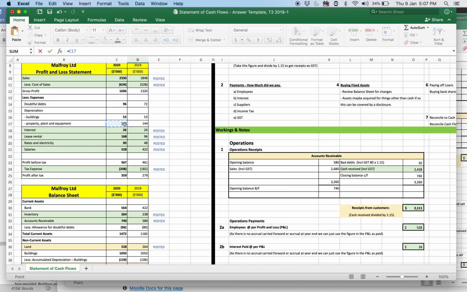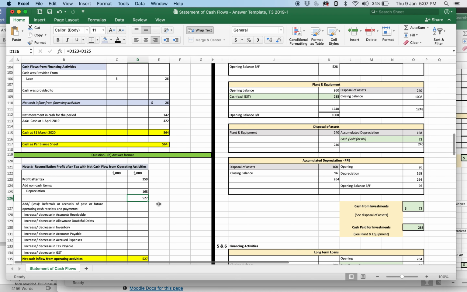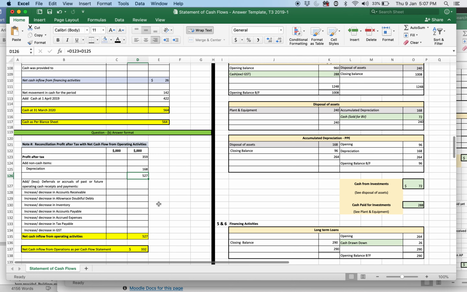It's more than depreciation though, eh? More than depreciation. I'll come back to that in a sec. Okay, add non-cash items, depreciation. There's doubtful debts. There's a few of them there.